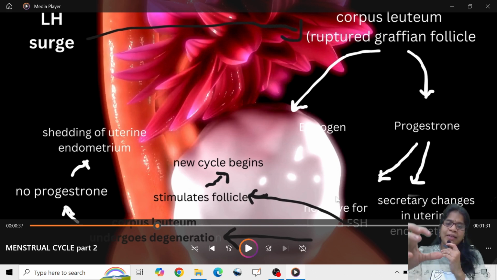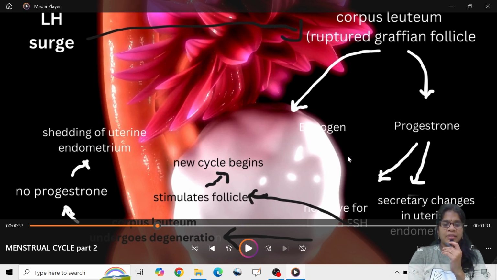When the corpus luteum is degenerating, the progesterone amount also degenerates. And when the progesterone amount degenerates, what happens? The shedding starts, right? The shedding starts, and the endometrium completely comes out of your body. So if you have any doubt, please let me know.